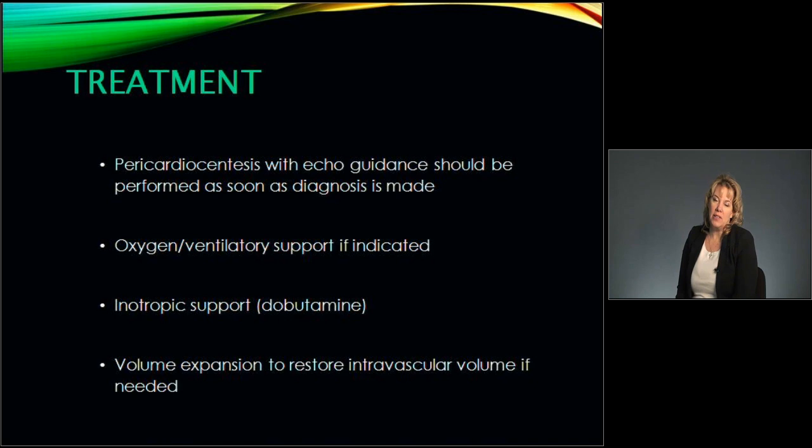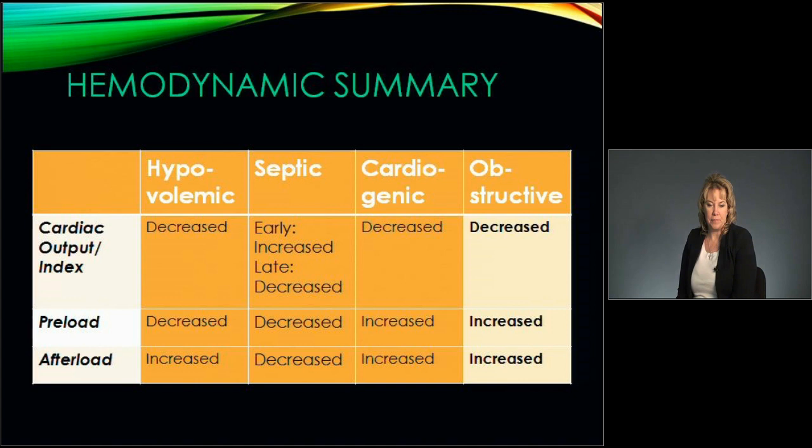So with pericardiocentesis, they use echo guidance, and so again, once the diagnosis is made, this is an emergent procedure where we need to intervene sooner rather than later. And sometimes they may require oxygenation and ventilatory support. They may also require inotropic support, so it's important that we assess that. And volume expansion is also important to make sure they have adequate volume as needed.